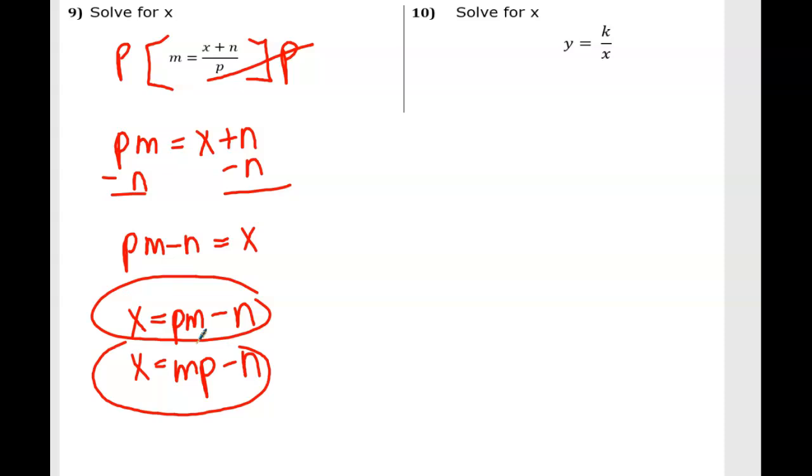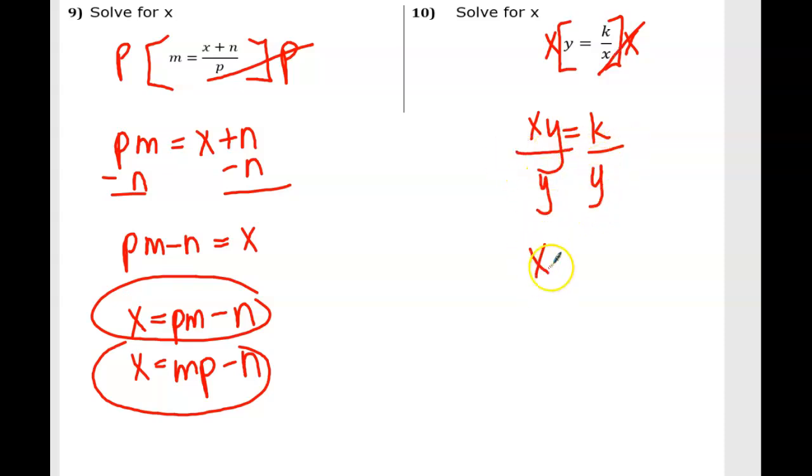All right, so then looking at number 10, we're solving for x. Since we're solving for x, but x is in the denominator, we're going to start by multiplying both sides by x. When we do that, we end up with xy is equal to k, because those x's will cancel out. Now I'm solving for x, so I simply divide by y. X is equal to k divided by y.